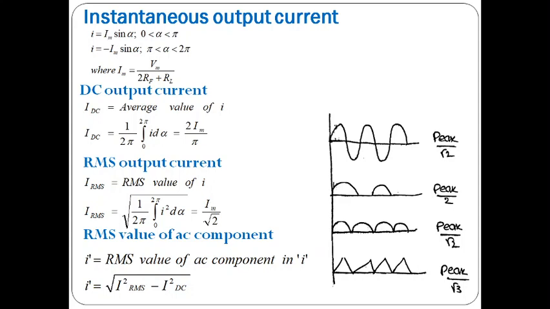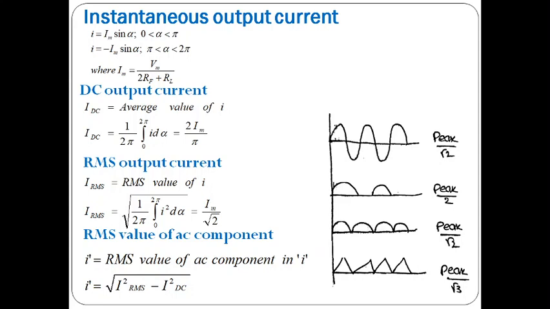Here Im equals Vm divided by the resistance, which is 2 Rf plus RL. In the previous case we wrote only 1 Rf, but here I am writing 2 Rf because when we apply any one half cycle, either positive or negative, two diodes are in conduction. That means the two diodes offer resistance, that is the forward resistance. That's why I am writing 2 Rf plus load resistor RL. Clear? In the previous center-tapped full wave rectifier we wrote Im equals Vm by Rf plus RL, but here Im equals Vm by 2 Rf plus RL because two diodes are in conduction for either half cycle.